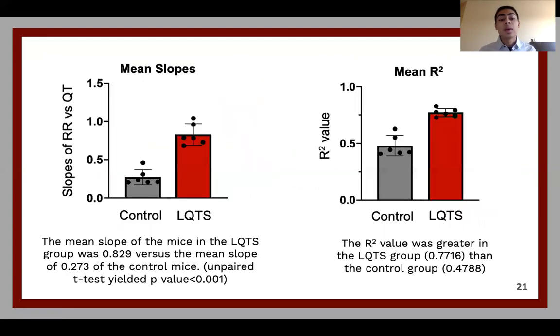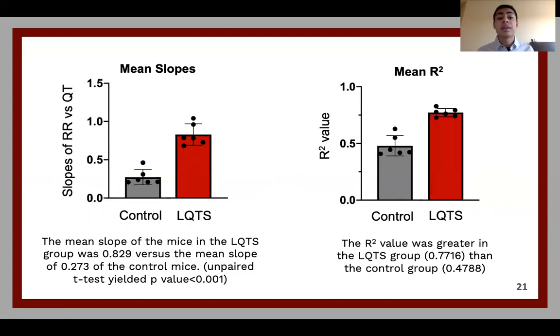Now, I also did want to look at some individual data. So I looked at the average slopes for each of the mice, and I found that the average, shown here on the left, of the long QT syndrome group was about 0.829 versus the control group being about a 0.273 average. And each one of these points is representing where each of the 6 mice fell according to the slope. So all 6 long QT mice had steeper slopes than all 6 of the control mice.